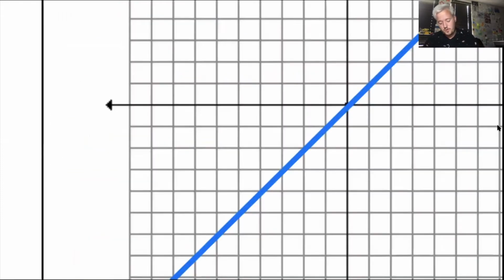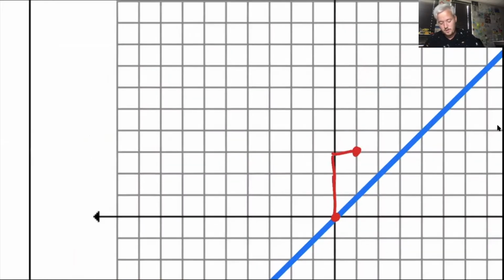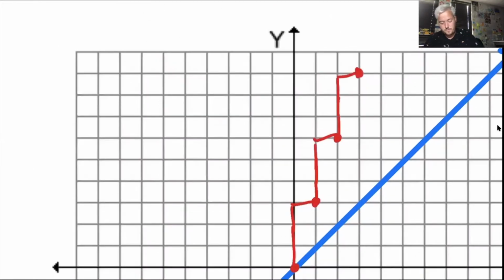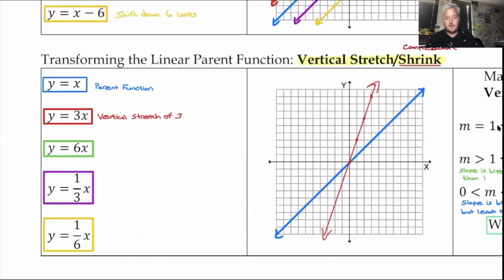So we're still starting at the origin, but now I want to go up 3 and right 1. So 1, 2, 3, and right 1. Notice how it's already steeper. So 1, 2, 3 over 1. All right, so I'm going to go ahead and draw my line. It's still passing through the origin. Now I'm going to extend. All right, so now we have a steeper line.